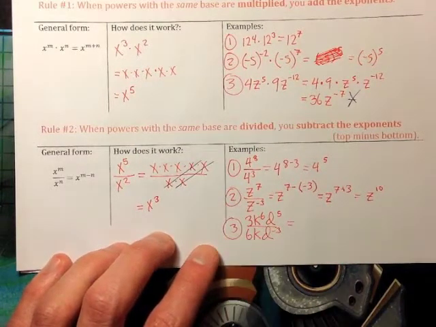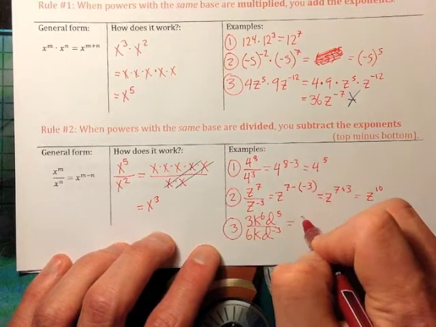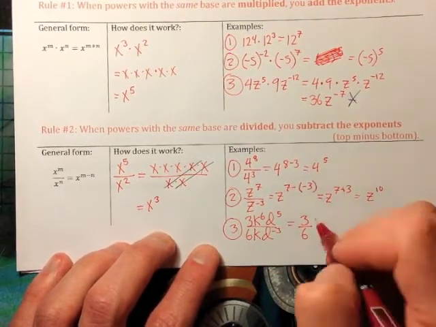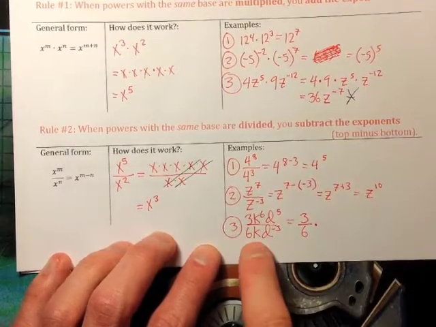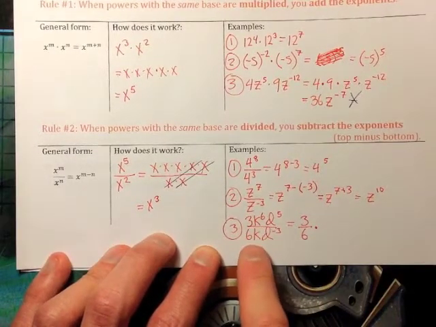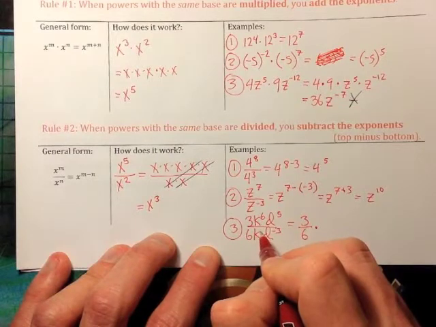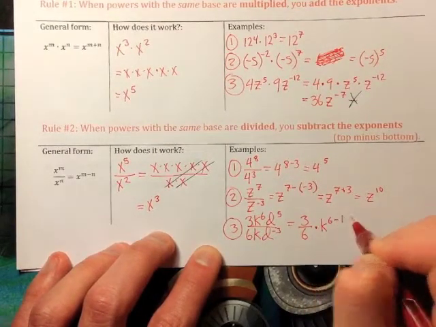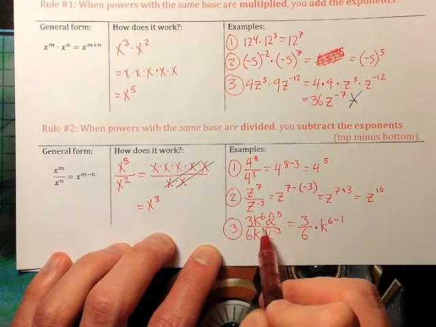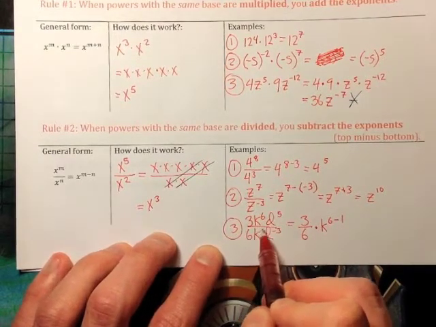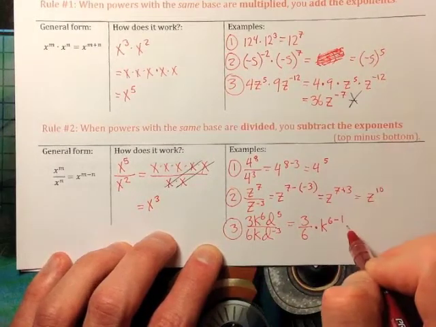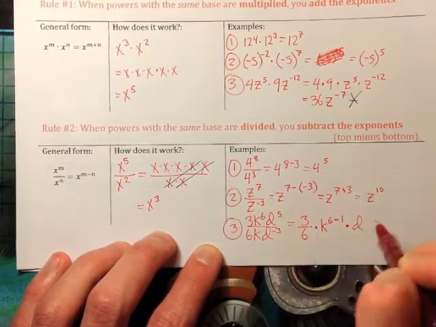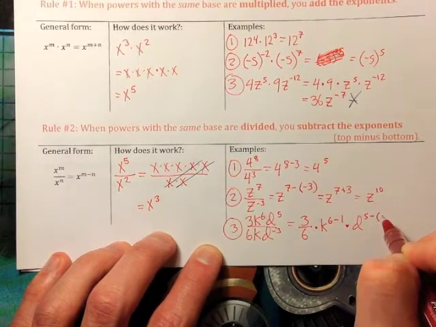The 3 and the 6, we're going to kind of separate them out front, but we need to make sure that they're still being divided. 3 divided by 6 times, now let's look at the k's. We have a k to the 6 and a k to the 1st power on the bottom. So this means k to the 6 minus 1. Remember, if there's no exponent here, we assume that it's 1. Now this is going to be multiplied by d to the 5 minus a negative 3.